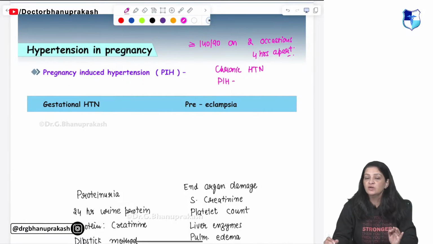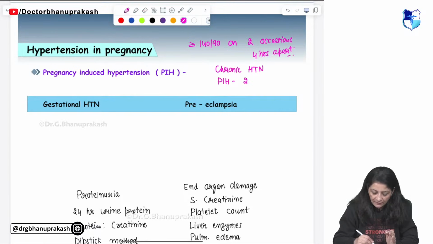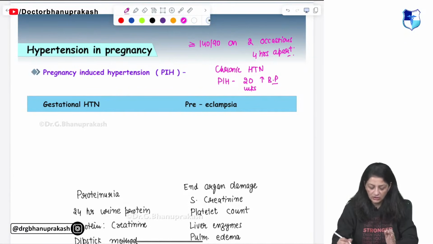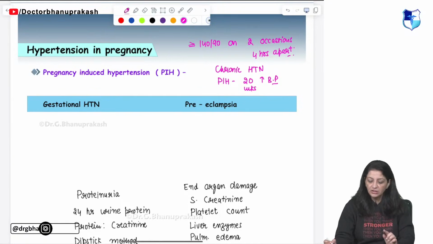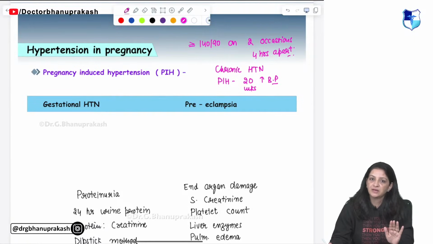In this female there is no history of hypertension before pregnancy, but at around 20 weeks there is a rise in BP. A rise in blood pressure after 20 weeks is called pregnancy induced hypertension. So clear? First situation, female is already hypertensive before pregnancy, called chronic hypertension. Pregnancy induced hypertension means she was not hypertensive before pregnancy. Now she is hypertensive at around 20 weeks of pregnancy.